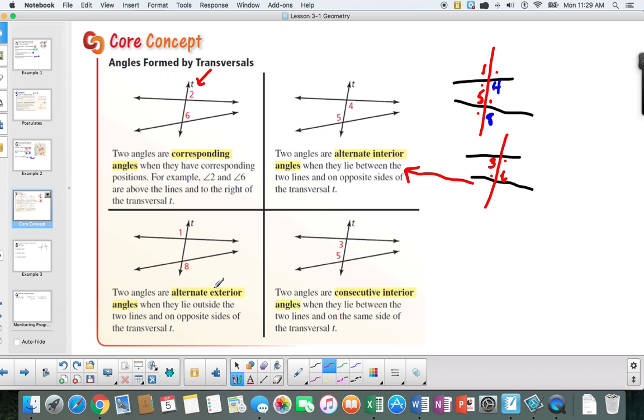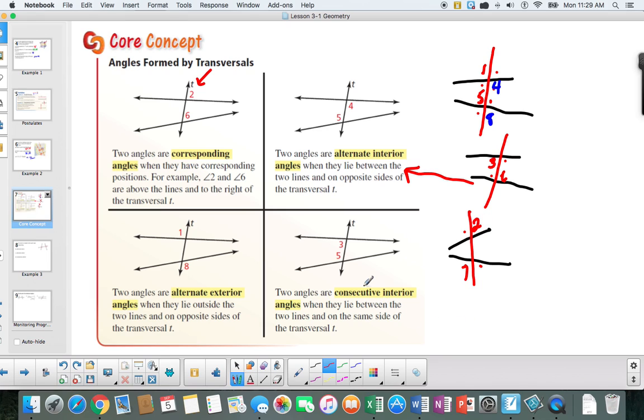Next vocabulary word is alternate exterior angles. Let me go ahead and draw the two lines again and the transversal. These angles right out here are exterior angles, and we want alternate exterior angles. We want to make sure they're on opposite sides of the transversal and that they are not adjacent. So we could have angle 2 here, and we could have angle 7 right here. These would also be called alternate exterior angles.